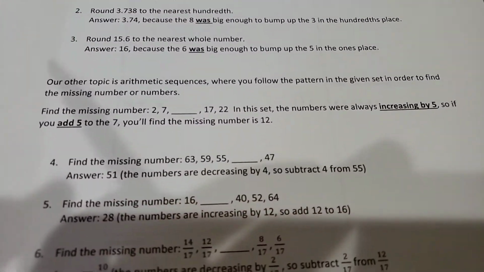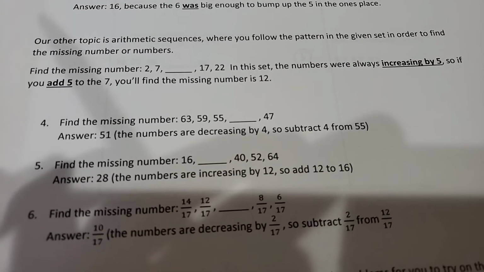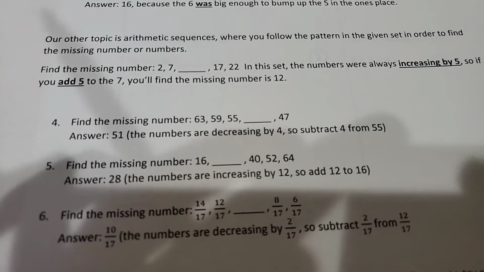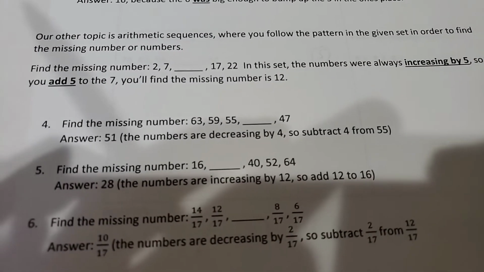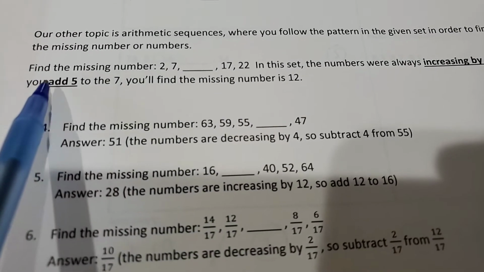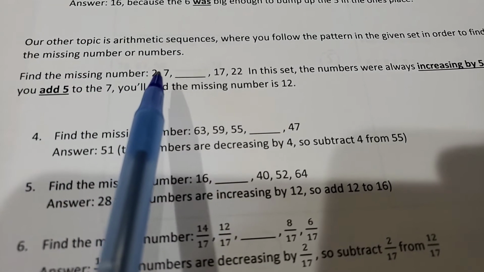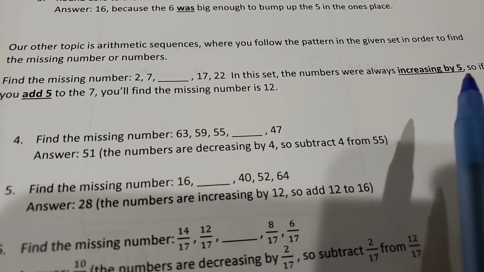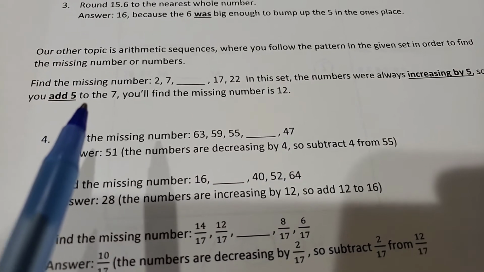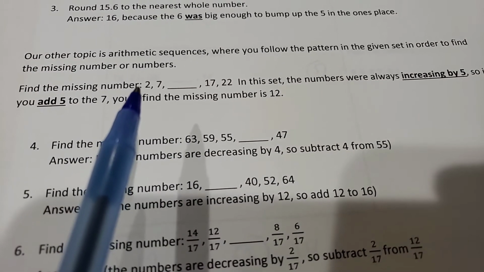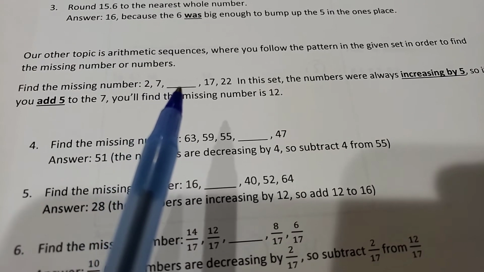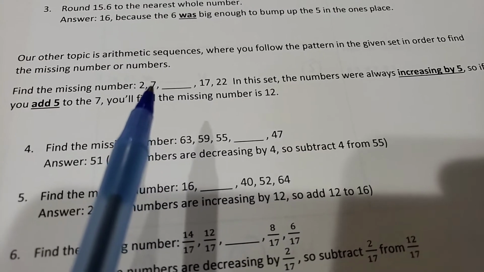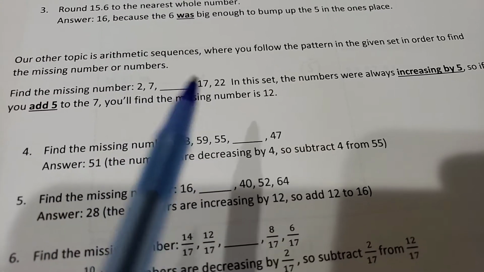Now, our other topic is arithmetic sequences, trying to find patterns in a set. A lot of times you try to find a missing number or the next few numbers of a set. In this example, find the missing number: 2, 7, blank, 17, 22. In this set, the numbers are always increasing by 5. So if you add 5 to the 7, the missing number is 12. 2 went up by 5, and this one also went up 5, so we assume it goes up by 5 every time. If we put a 12 here, it fits the rest of our pattern.